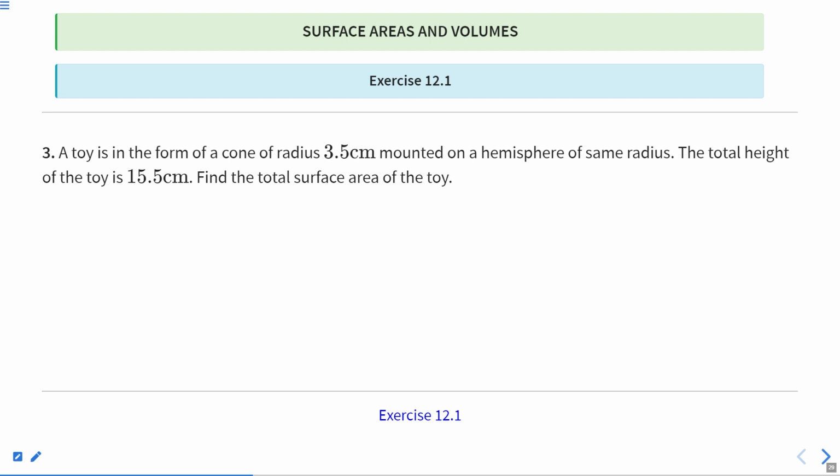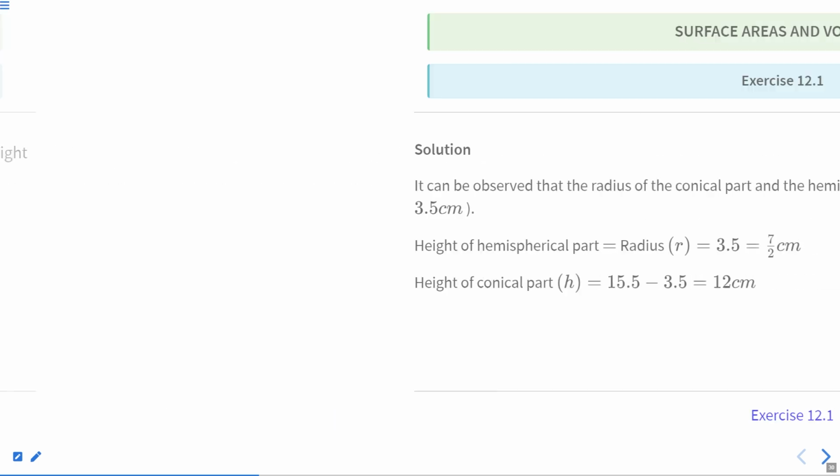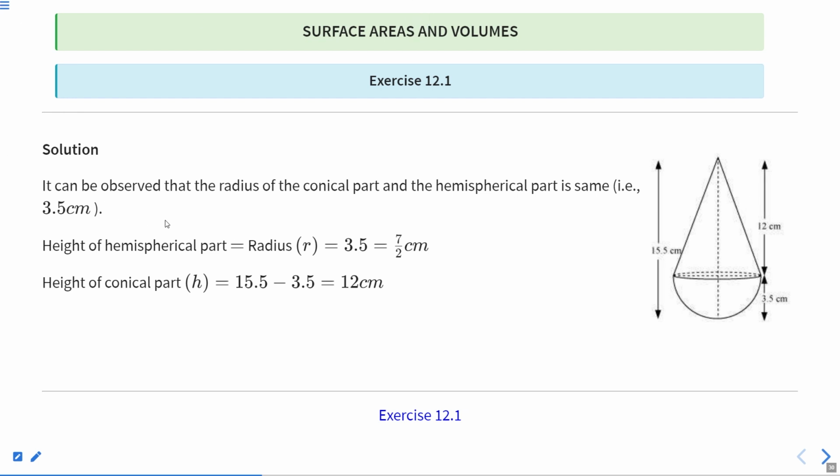First of all we need to draw the diagram, and then from that diagram we can easily observe that the radius of the conical part and the hemispherical part is the same, that is 3.5 centimeter. Now the height of the hemispherical part is equal to the radius of the hemispherical part, that is 3.5 centimeter, and you can write 3.5 centimeter as 7 by 2 centimeter.